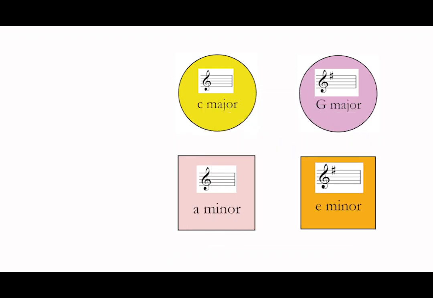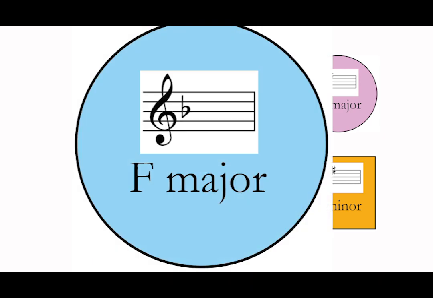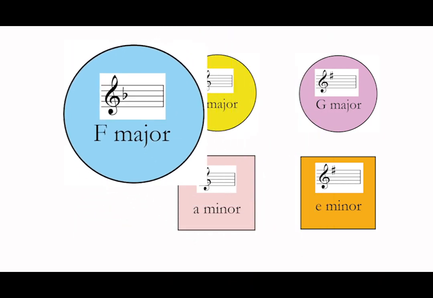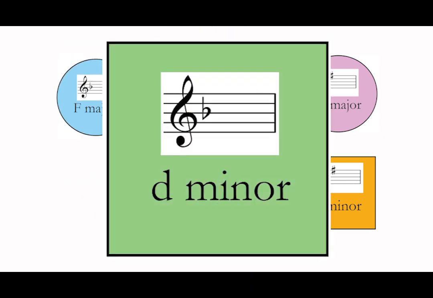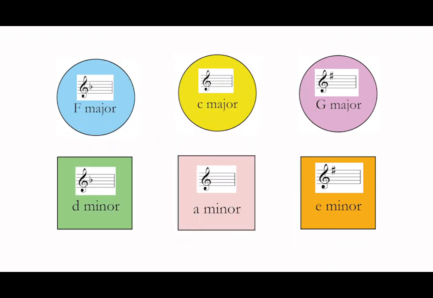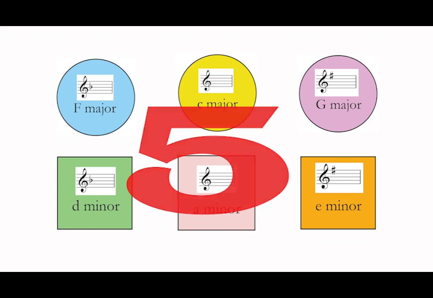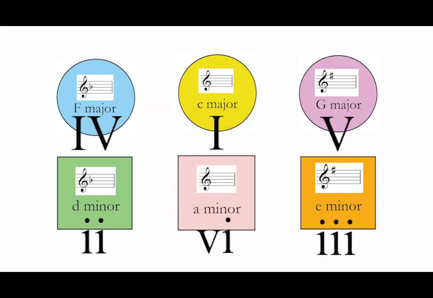If we add a flat to the key signature of C major, we get F major and its relative minor, D minor. So in total, we have 5 closely related keys to C major. And it's interesting to note that these 5 keys also represent 5 diatonic chords within the key. The only chord missing is the 7 because we don't tonicize diminished chords.